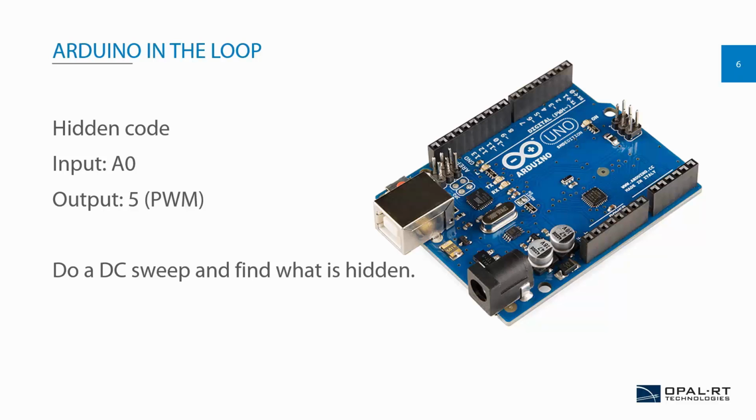The only information provided is that he is using the input A0, the analog pin located on the analog terminal there, and the output of that code is located on pin number 5, the digital pin that is used as a PWM. Lastly, the instruction is to do a DC sweep and find what is hidden inside the Arduino.